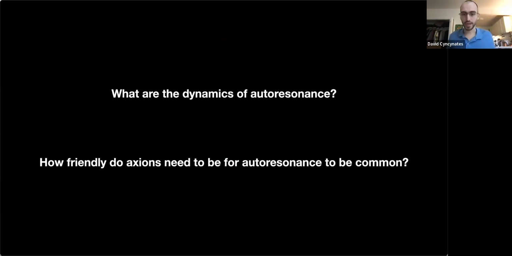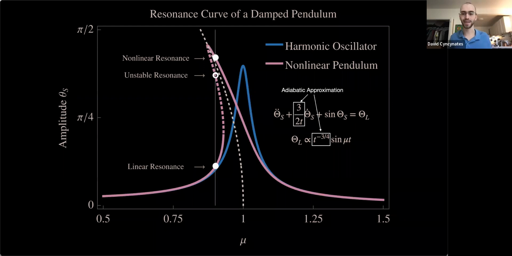On the next several slides, I'll address the following two questions. What are the dynamics of autoresonance? And how friendly do axions need to be for autoresonance to be common? In other words, how close do their masses need to be? To begin, I'll address the first question. When you want to study the dynamics of a damped driven oscillator, the first place to look is the resonance curve.